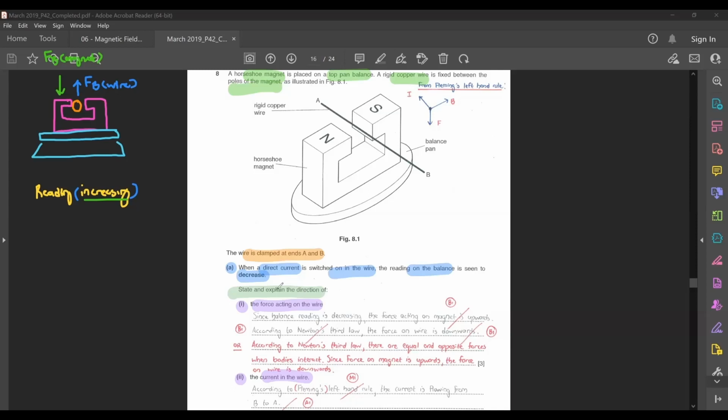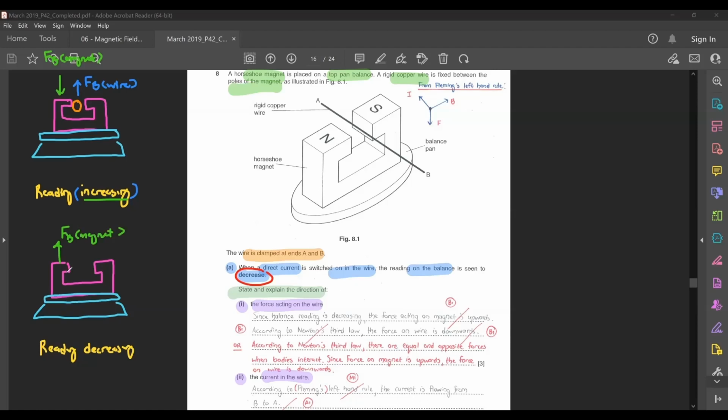But now, what the question mentioned was that the reading is actually decreasing. So if you were then to try and look at what happens now when the reading is actually decreasing, let me just draw out again the magnet resting on your top pan balance like this. If your reading was decreasing, that would have meant that there is a force acting upward on the magnet. It's trying to pull the magnet off the top pan balance. That's why the reading is decreasing right now.